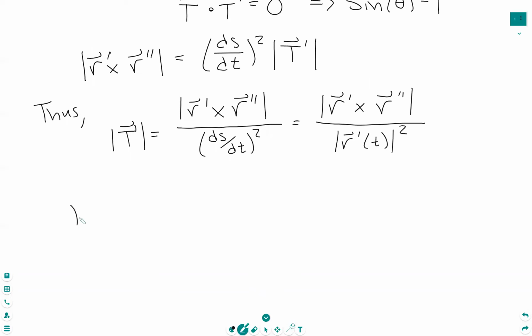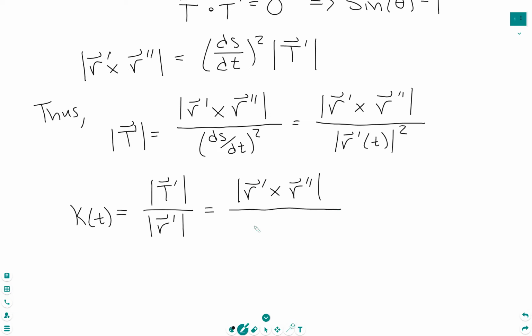So we finally arrive at another definition for our curvature. Since we were using the magnitude of t prime over the magnitude of r prime, we can substitute in our expression for the magnitude of t prime. This is the magnitude of r prime crossed with r double prime all over the magnitude of r prime cubed.